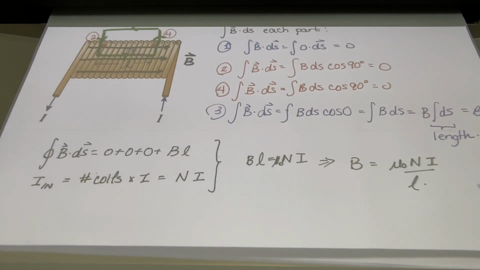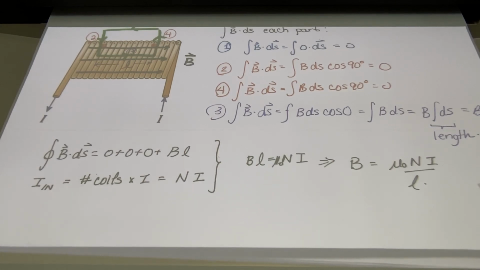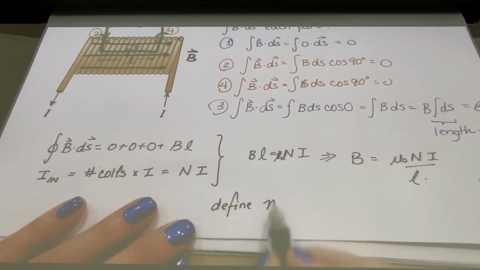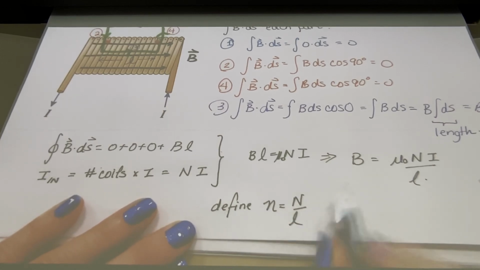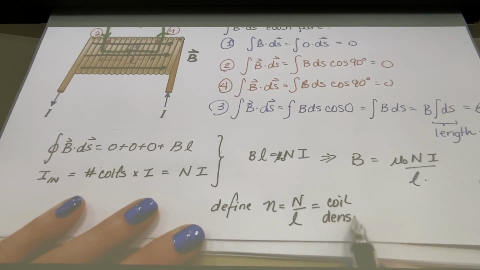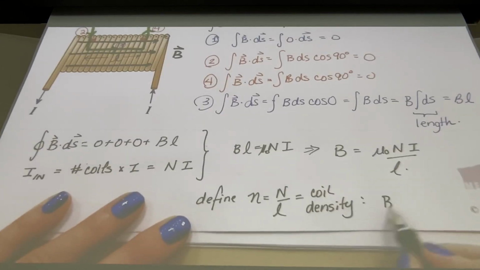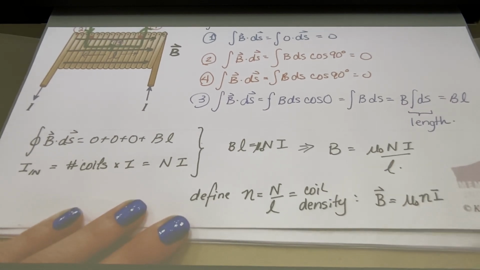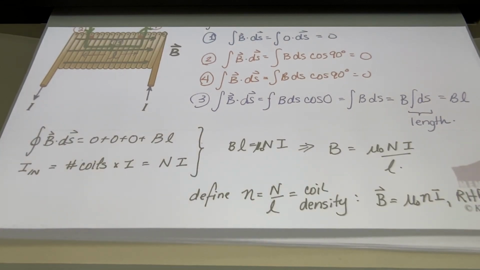Sometimes, however, with solenoids, you don't want to count up the number of loops because there could be thousands and tens of thousands of them. So often we'll define a lowercase n, the total number of coils divided by the length of the solenoid, and that's called coil density. So most often for a solenoid, we say B is equal to mu naught times the coil density times the current, with the direction given by the right hand rule. Okay, so that's how we find the magnetic field inside of a solenoid. Questions? Okay.